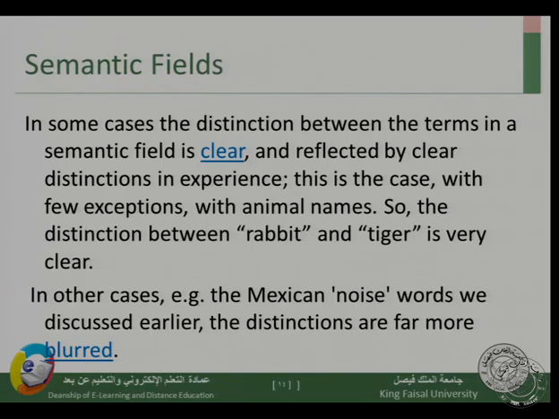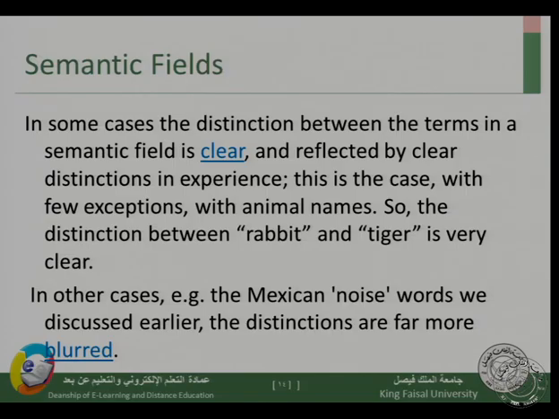However, in other cases, like the Mexican noise words that we mentioned earlier, it might be blurred, so it's not very clear. So you might hear a noise and you confuse it. Well, is it the noise for children? Is it the noise for people talking angrily? It might be hard to decide which noise it is, and which word to use to describe that noise.